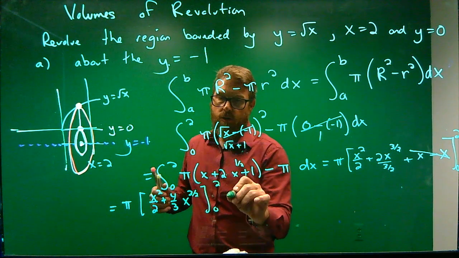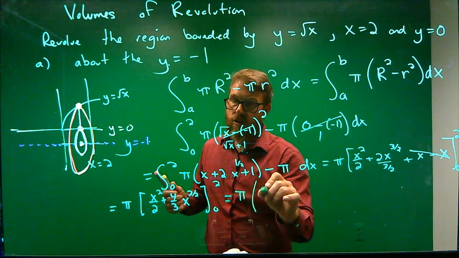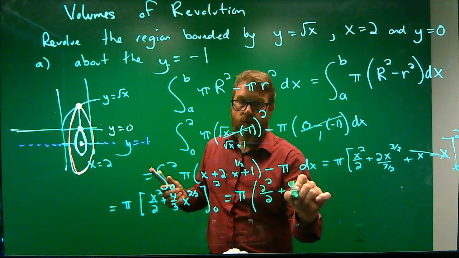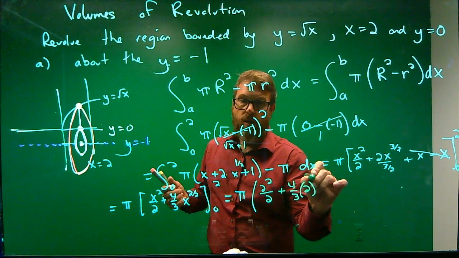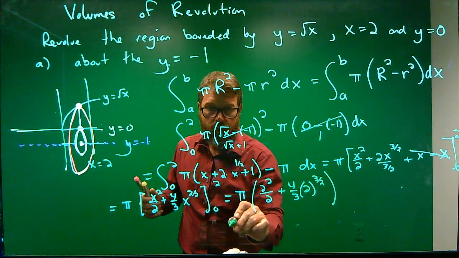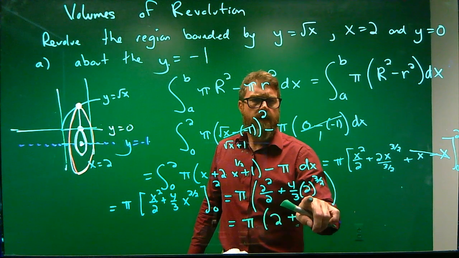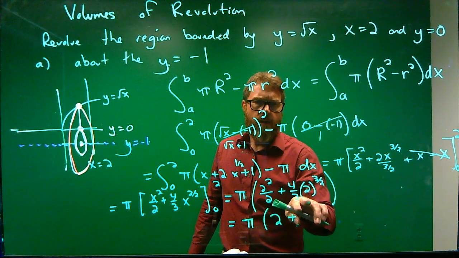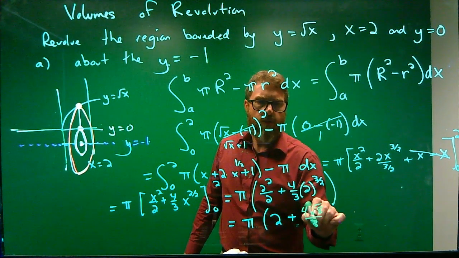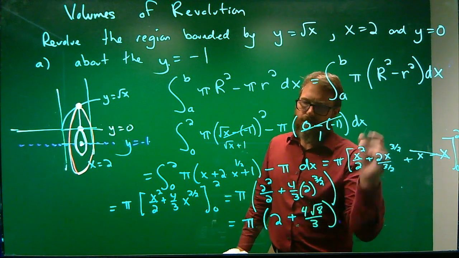Now, plugging in 0, they're going to be gone, so that'll all be 0. So I really only have to evaluate this at the top. So this is going to be 2 squared over 2, so that's just going to be 2, plus 4/3 times 2 to the 3/2. Simplifying this, this is going to be equal to pi times 2 plus the square root of 8, so 4 root 8 over 3. And if it bothers you, you can write that as 2 root 2. I'm good with that.